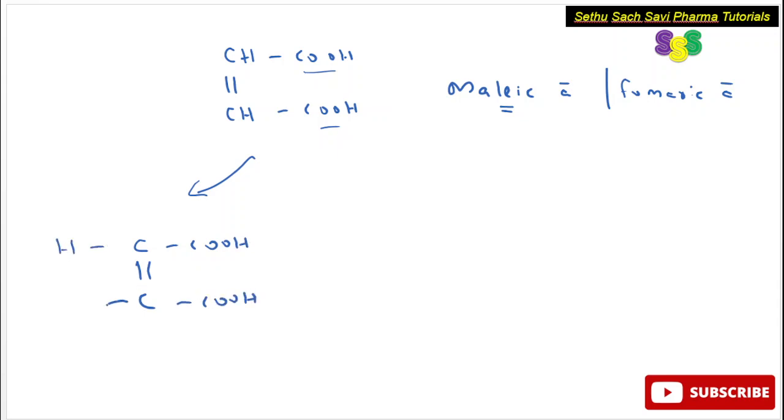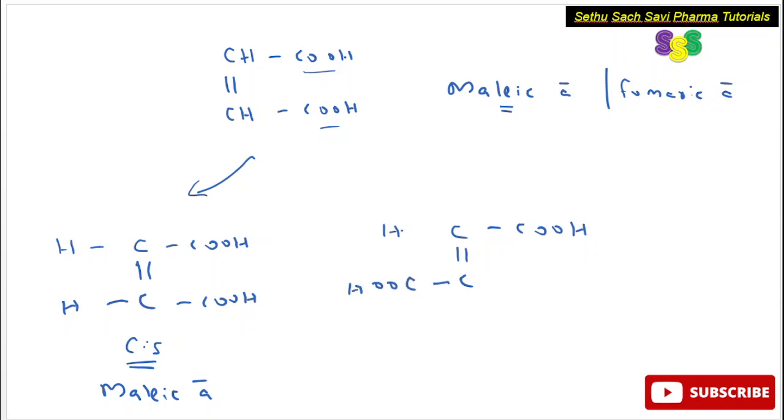Now if you look at this structure, the same groups, like the carboxylic group, are on the same side of the double bond, and hydrogen is on the same side of the compound. So this is a cis compound, and the cis compound is called maleic acid. Whereas in this compound, the same groups are on opposite sides, for example the carboxyl groups are on the opposite side and hydrogen is also on the opposite side.